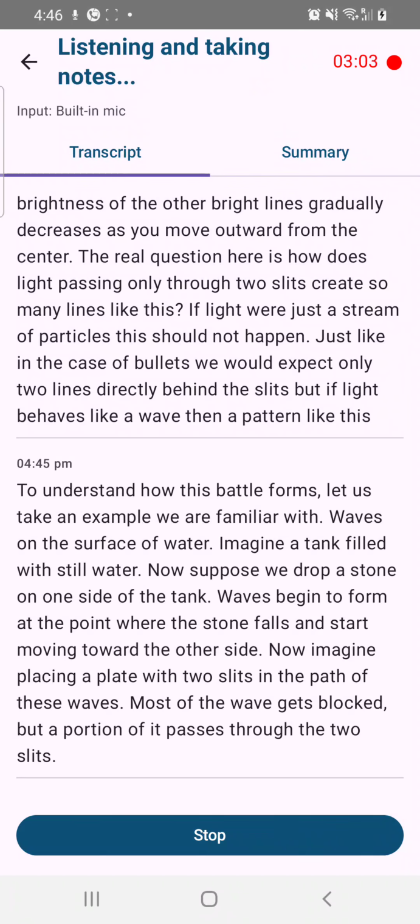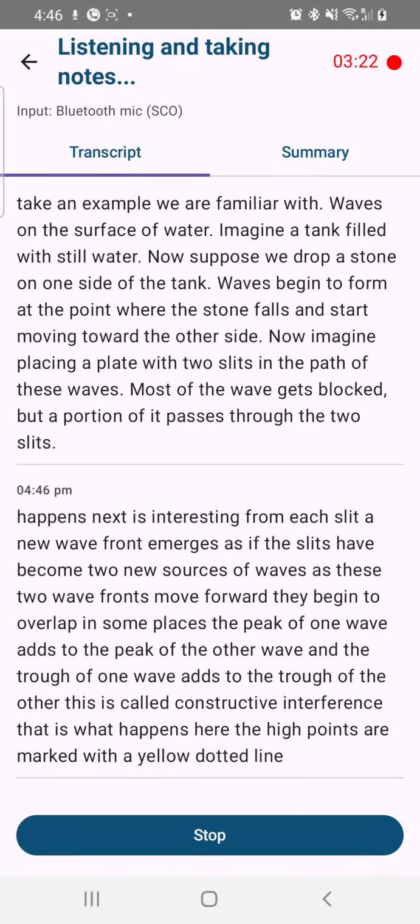Along this line, the high points of the two waves combine at these positions, and in between, the low points of the two waves also combine at these points. The result is a wave with higher peaks and deeper troughs, a stronger wave. This is called constructive interference. But waves can combine in another way too. If the peak of one wave meets the trough of another, they cancel each other out.